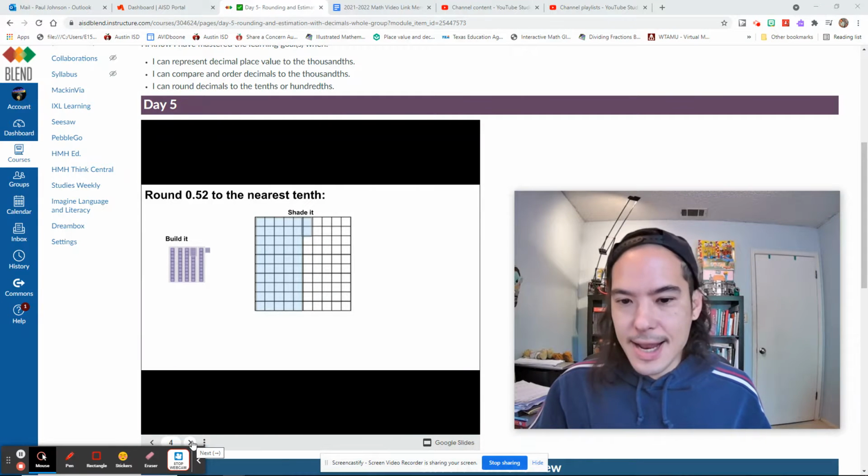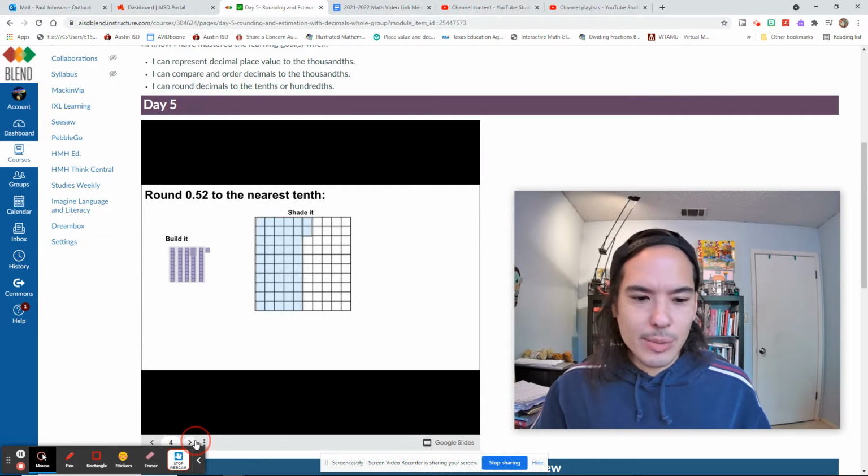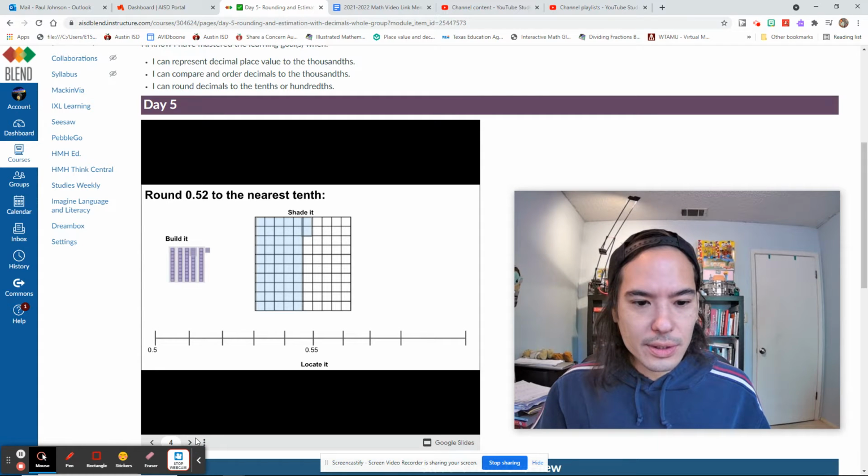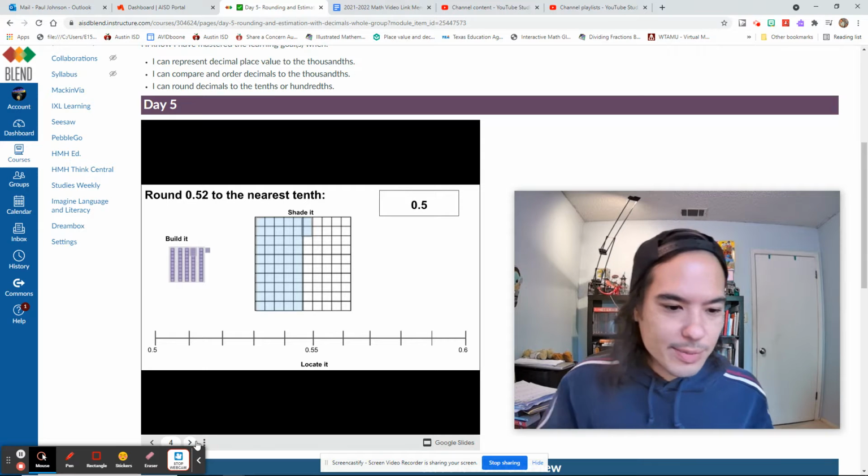So let's take a look at the next example. If there is a next example, we still haven't rounded to the hundredths, so I bet the next one has to do with rounding to the hundredths. Oh, they did another number line. Here, let me make this number line make sense before I move on.